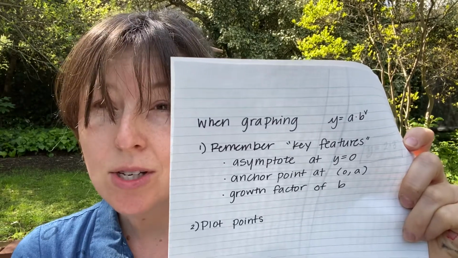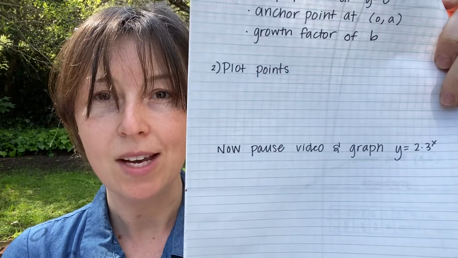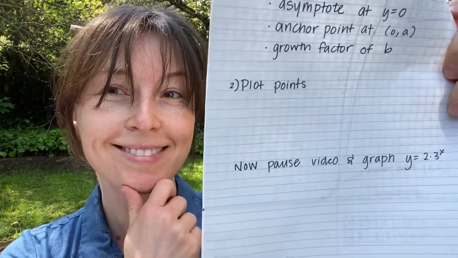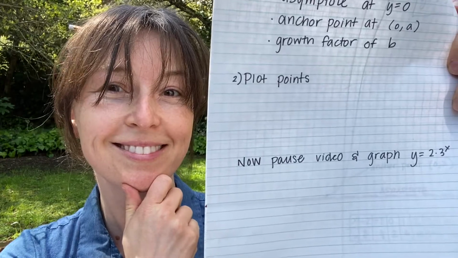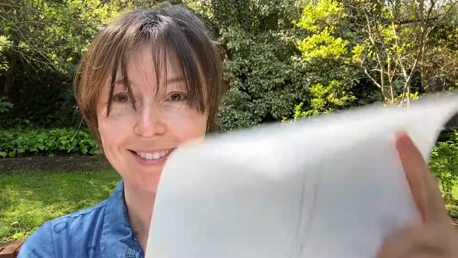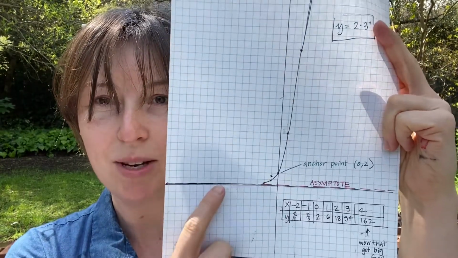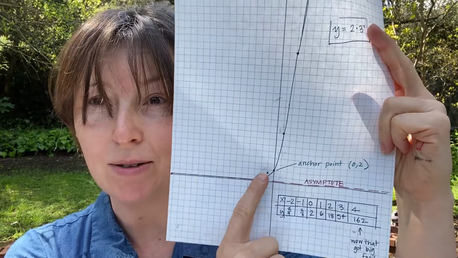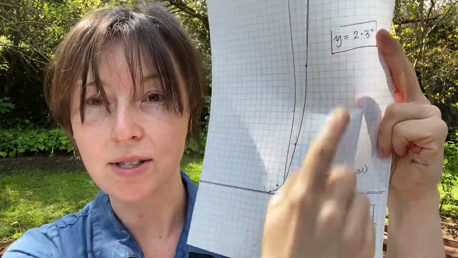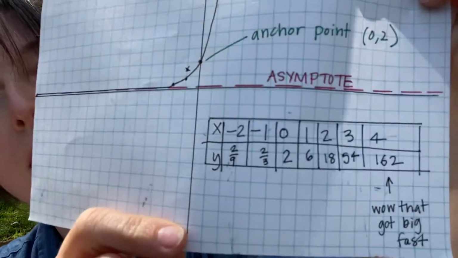The other thing I want you to do is plot points. Now, pause the video and graph y equals 2 times 2 to the x. I'll wait. Did you do it? Here's what I got. Notice we've got our asymptote, an anchor point at (0, 2), because our initial value is 2, and here is my table.